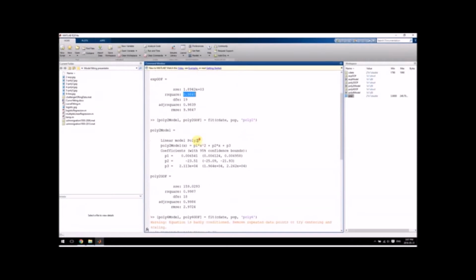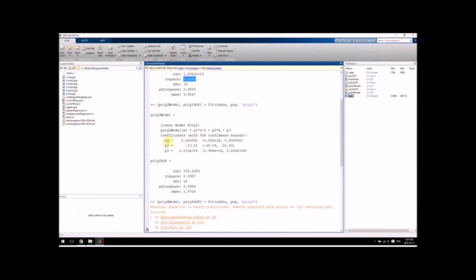Now let's compare that with the second-order polynomial model. It has these three coefficients. None of these confidence intervals include 0, so that's good. And its R-square is 0.999, which is even better than the exponential model. So it's a better fit to the data by this metric than the exponential model was.